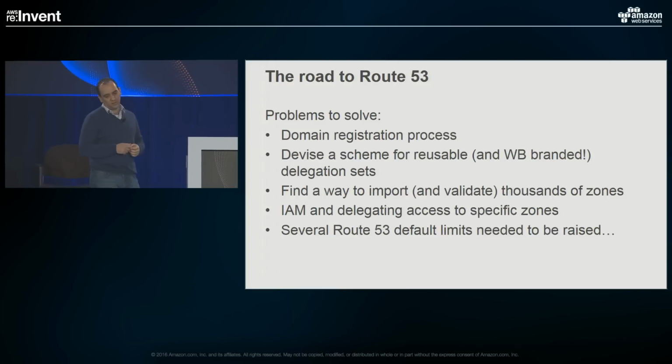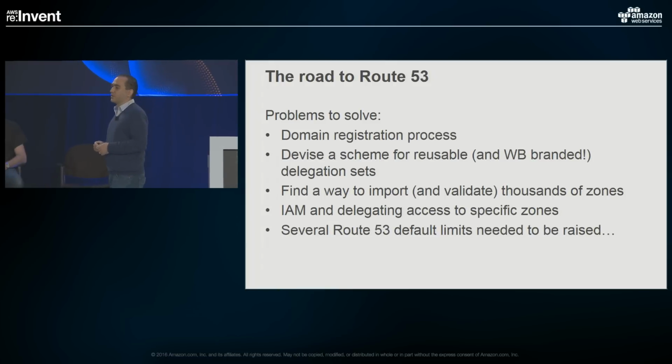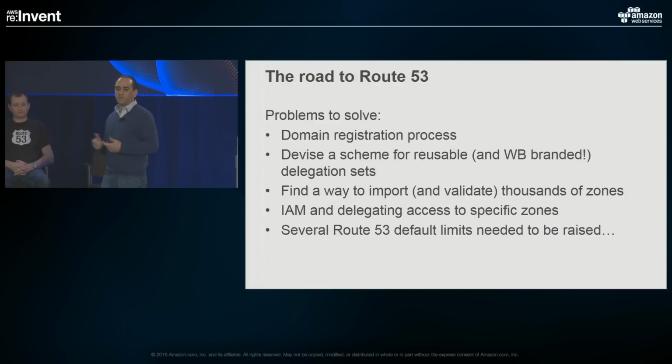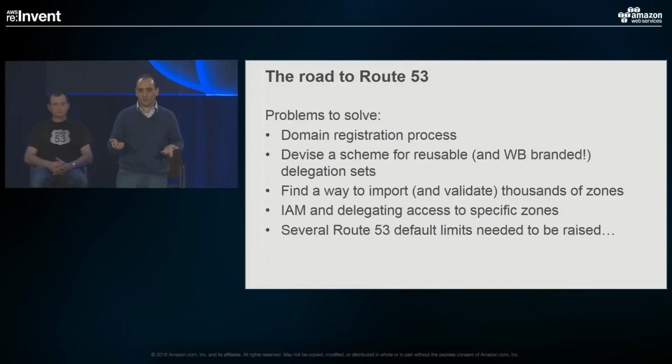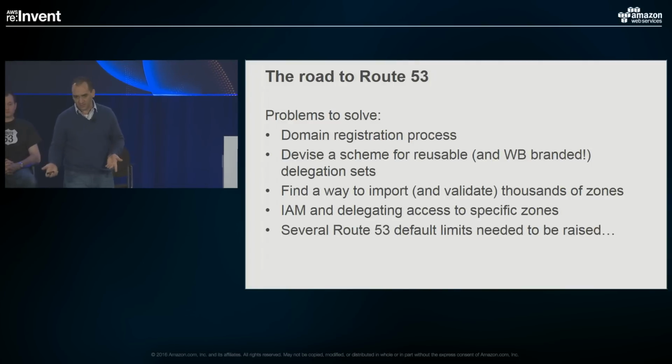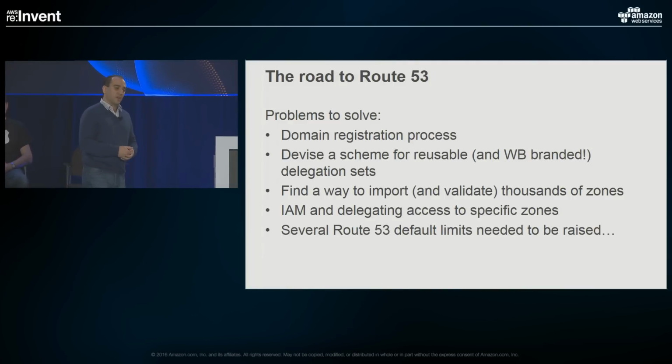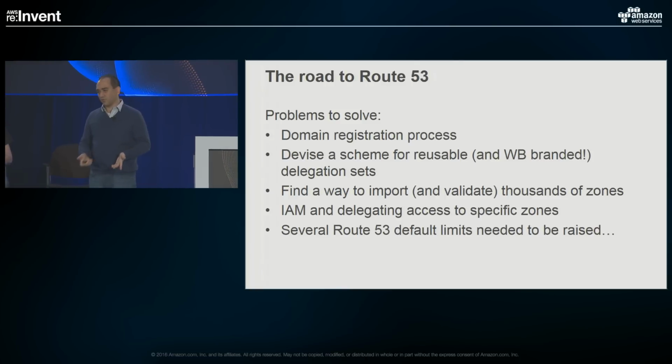So prior to doing the move, we had a few things to consider. One was the domain registration process. When you have 25,000 domains, you're going to be registering domains pretty frequently, and that process had to continue running smoothly. We also had to devise a scheme for reusable and hopefully WB-branded delegation sets. Then we had to find a way to import and validate thousands of zones.